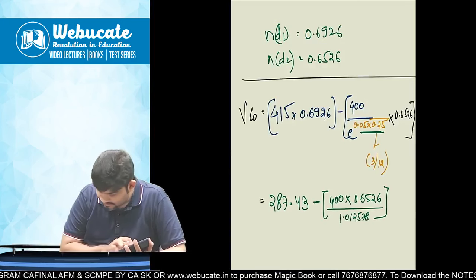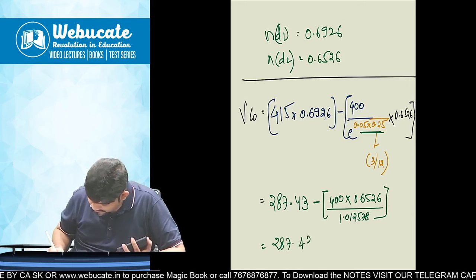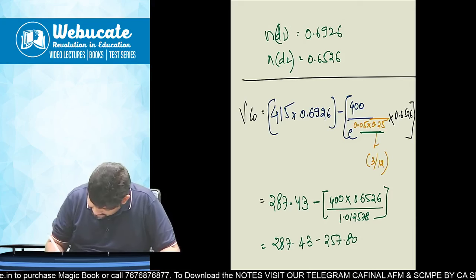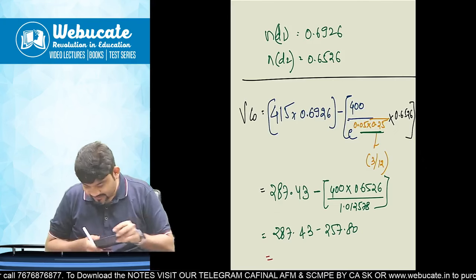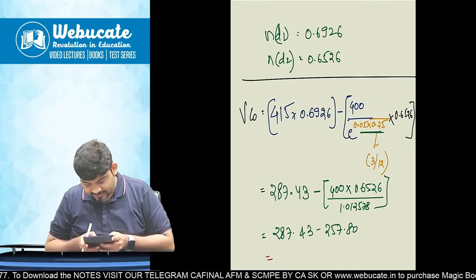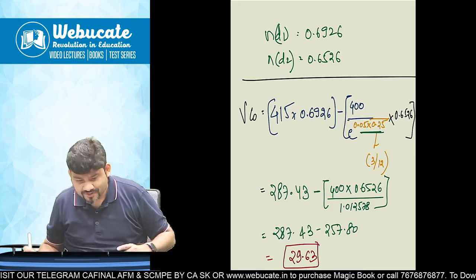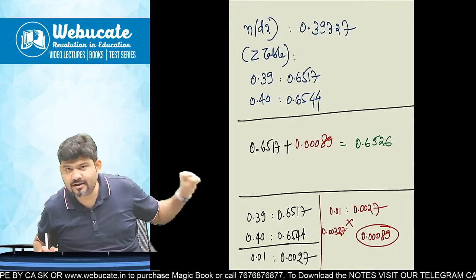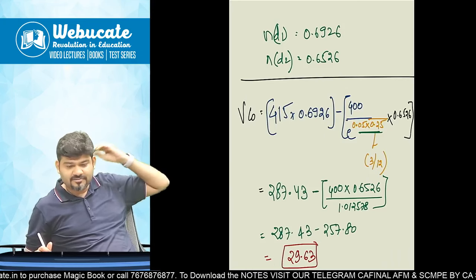So 287.43 minus 257.8. And finally we will have the answer. Can I say this is the correct value of option? Am I solving on my own or you were also there with me? Yes, you were there with me because you also got the same answer. Again, just using interpolation, then applying the formula. All of the things are already given in the book. So we just applied the formula and we were able to get it.